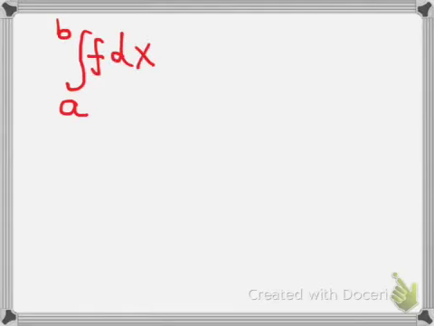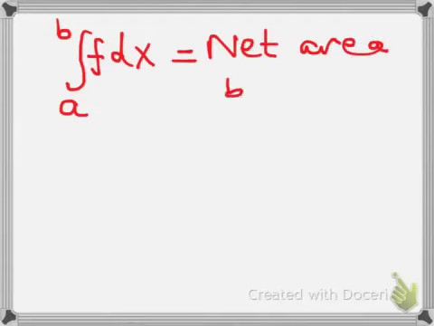So, in the last recording we saw that area under the curve is represented by the definite integral, or the net area between the curve and x-axis is represented by this definite integral from a to b of f of x dx. This is actually the net area between f and the x-axis, right?